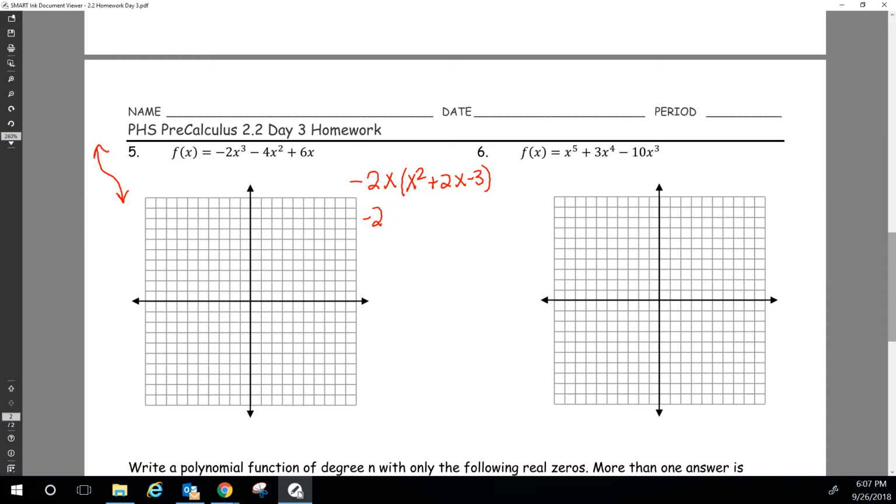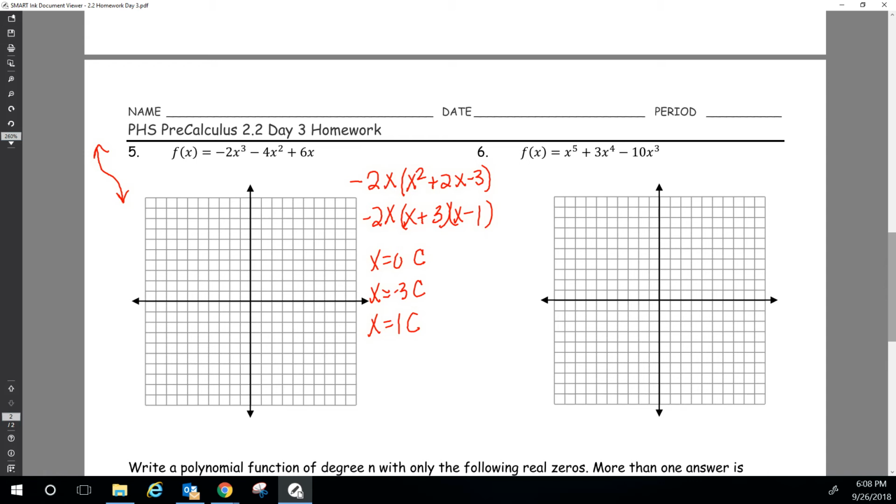We are looking for 2 factors of 3 that subtract to 2. My only 2 factors of 3 are 3 and 1. I need it to be a positive 2, so I want positive 3 minus 1. All right, so for my zeros, I've got x equals 0, multiplicity of 1, it crosses. X equals negative 3, multiplicity of 1, it crosses. X equals positive 1, it has a multiplicity of 1 as well, so it crosses there.